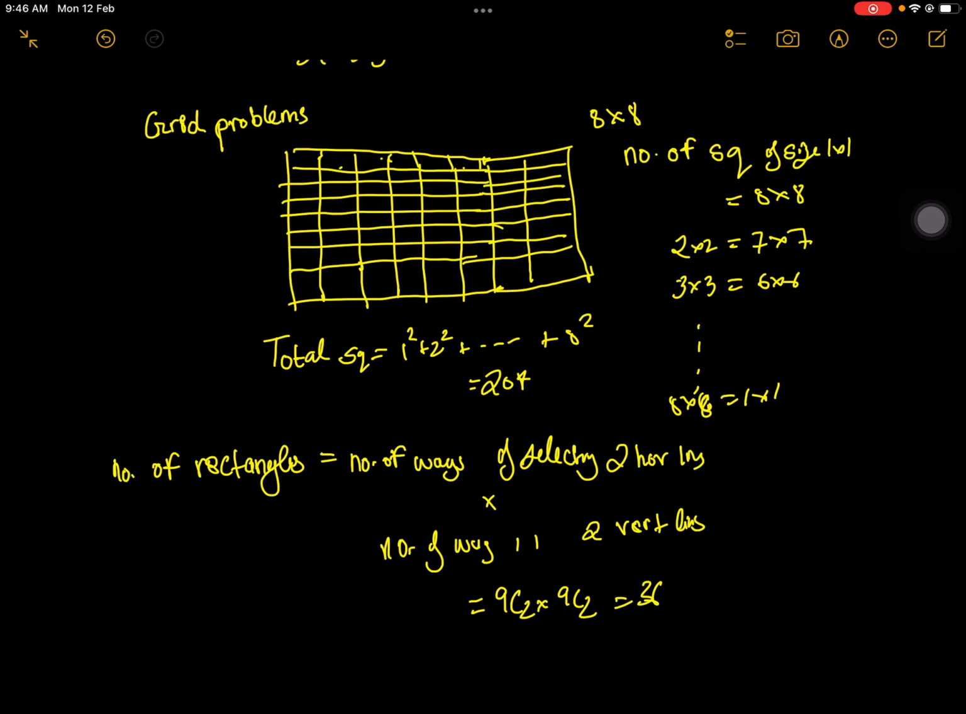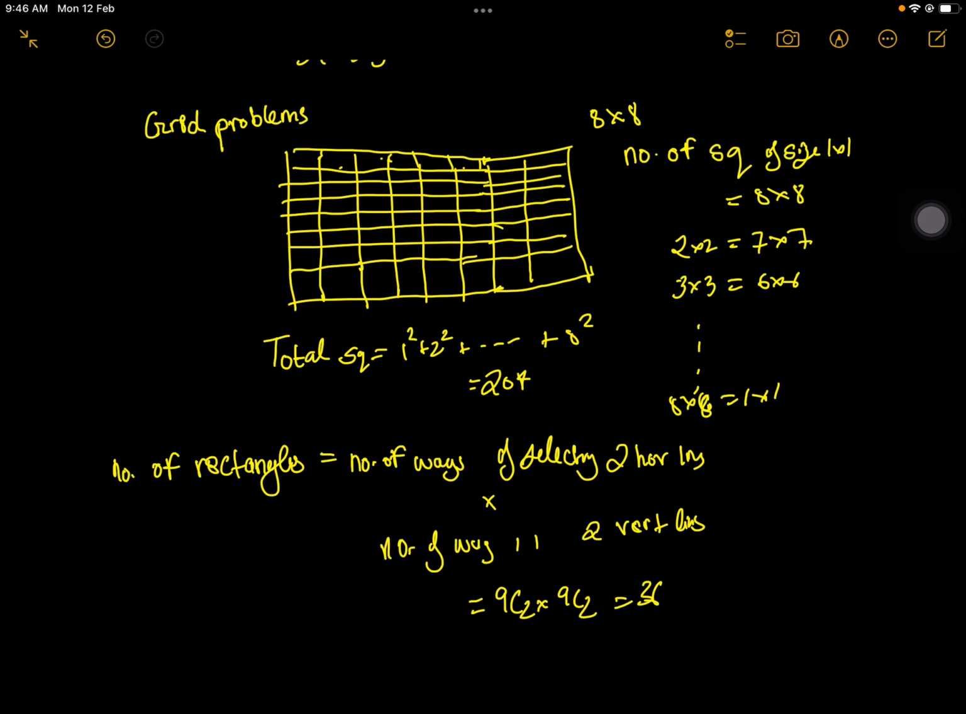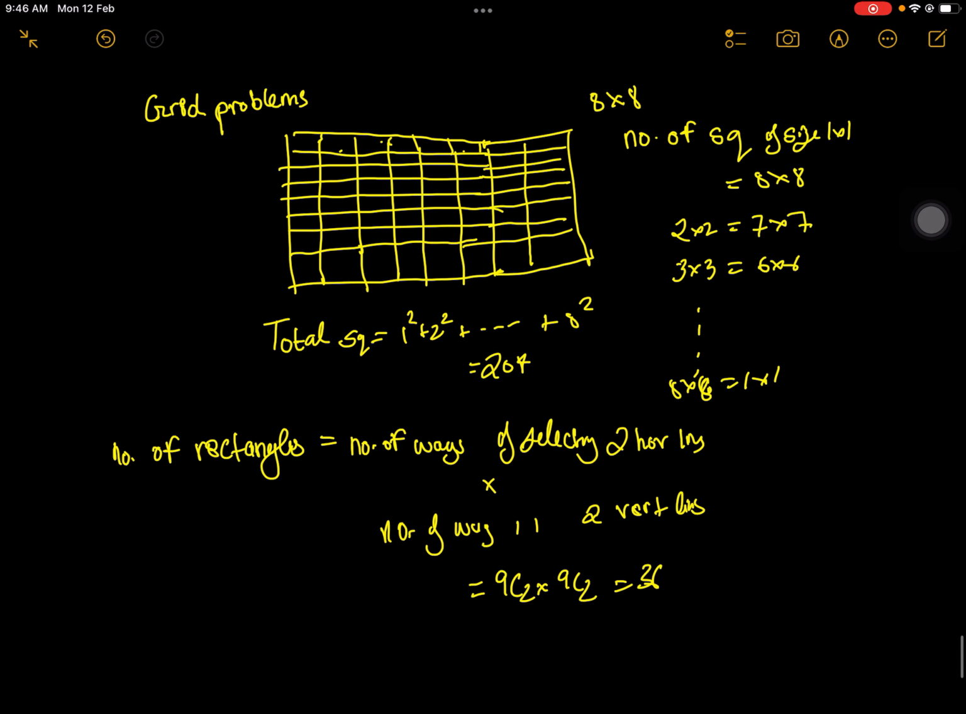So for part 3 of the problems, problem solving, first of all I have to go to the grid problems. Let's see if we have 8 rows and 8 columns, like a chessboard. The number of squares of size 1 cross 1 is 8 into 8. For 2 cross 2 it's 7 into 7, for 3 cross 3 it's 6 into 6, like that. 8 cross 8 is 1 into 1.